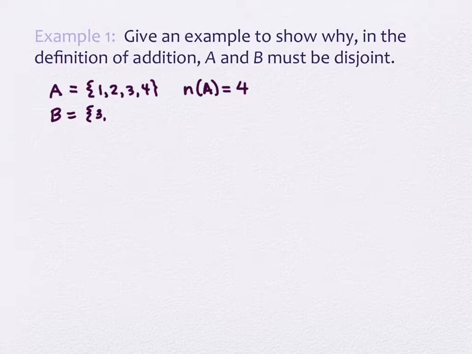So I'm going to use 3 and 4 for a couple of things they have in common, and then we'll do 5, 6, 7. Again, there's nothing special about this example. The only condition they have to meet in order to make this example work is to be not disjoint. They have to have something in common. So if I count this, what is n of B? It's 5, exactly. n of A is 4, n of B is 5.